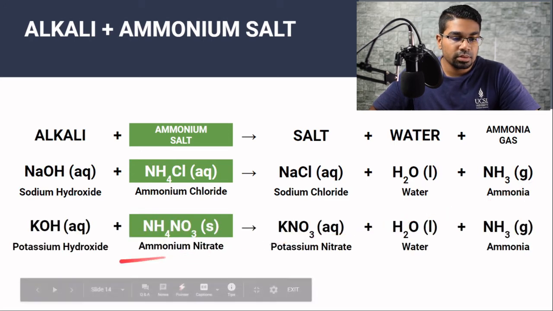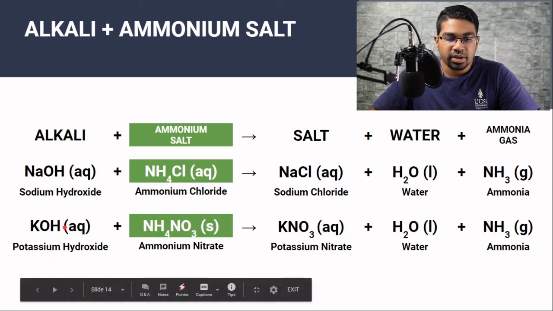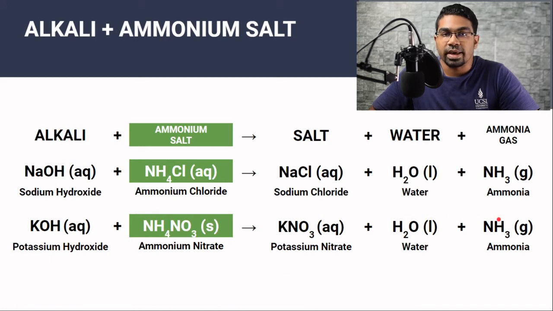Another example, potassium hydroxide. Potassium hydroxide added with ammonium nitrate. Ammonium nitrate is an ammonium salt. Ammonium is the cation here. So the salt that is formed as a product will be a combination of the cation from the alkali and the anion from the ammonium salt. So we have potassium nitrate, KNO3, plus water plus ammonia gas.